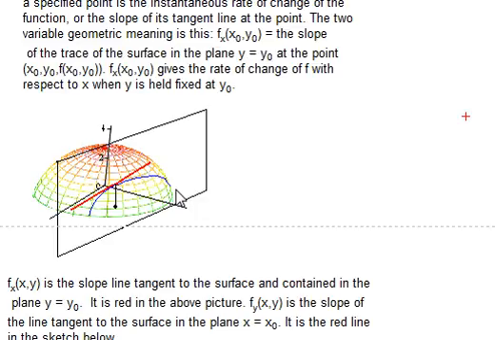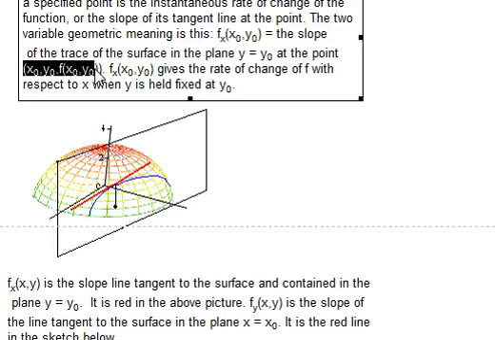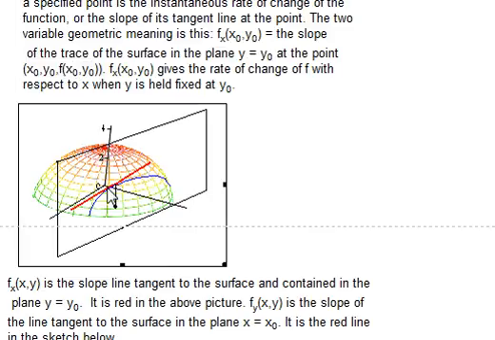Now, this red line is the slope of the tangent line to the intersection of the plane y equals y0 and our surface at the point x0, y0. I would call it z0, but z is f of x0, y0. So at this point, this is the slope of the tangent line to the intersection of the surface and the plane y equals y0 at this particular point. That would be the slope of this red line right here.